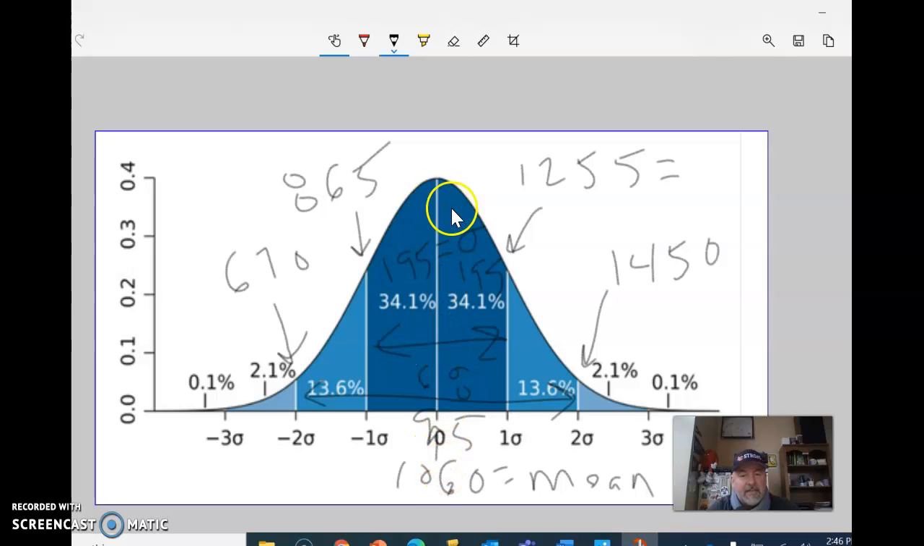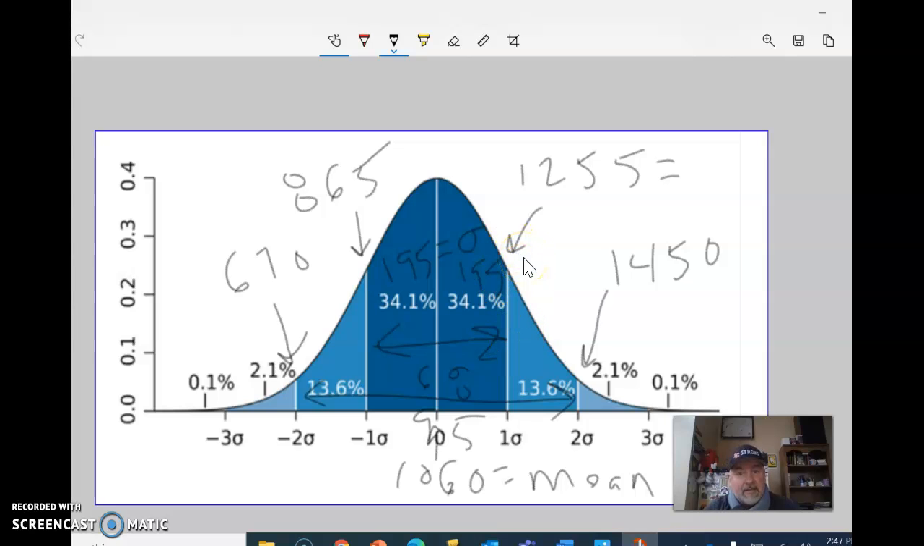If you got a 1060, you're right here. That would mean you're in the 50th percentile. That would mean 50% scored lower than you and 50% scored higher than you. If you scored a 1255, that would mean about 16% of people scored higher than you. So you would be at the 84th percentile, right about there.